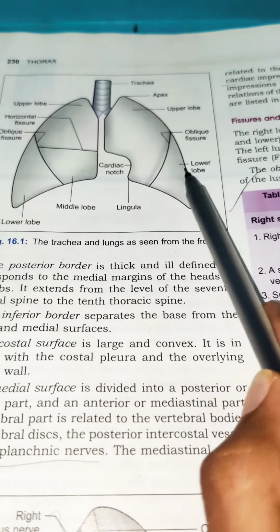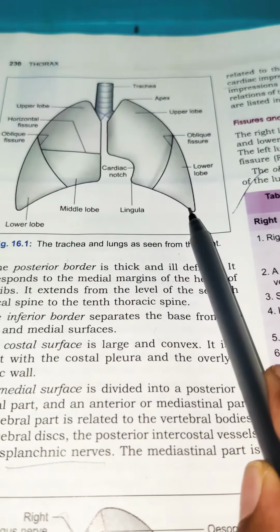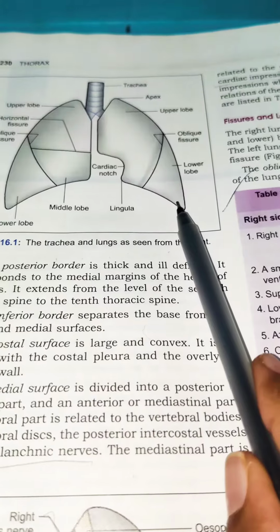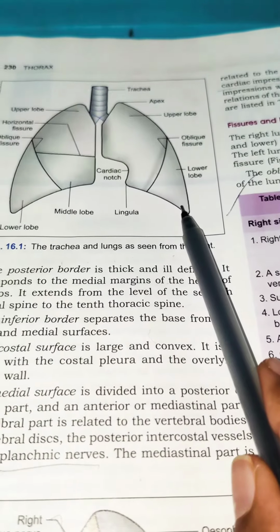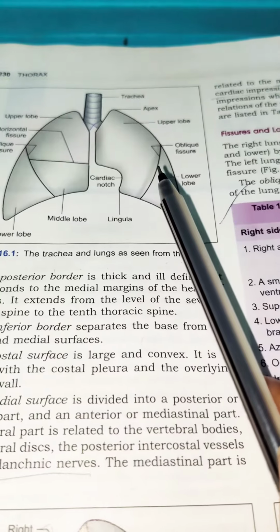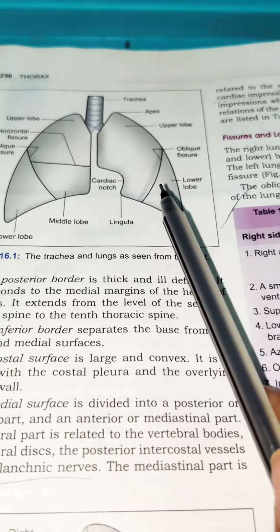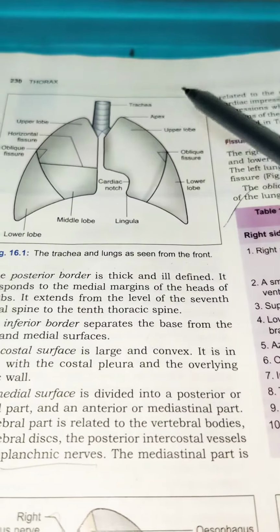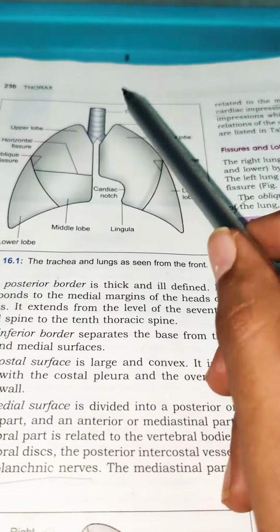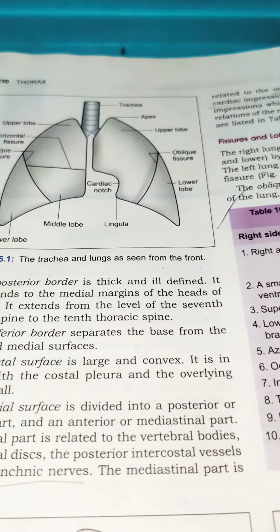The posterior border is ill-defined and thick, and it is nearer to the medial margin of the head of the rib. You know the rib has a head, especially in its posterior part, so it is related to the posterior part of the rib and extends from C7 to T10 spine. So it extends from cervical C7, that is the vertebral prominence, to the T10 spine of the thoracic spine.